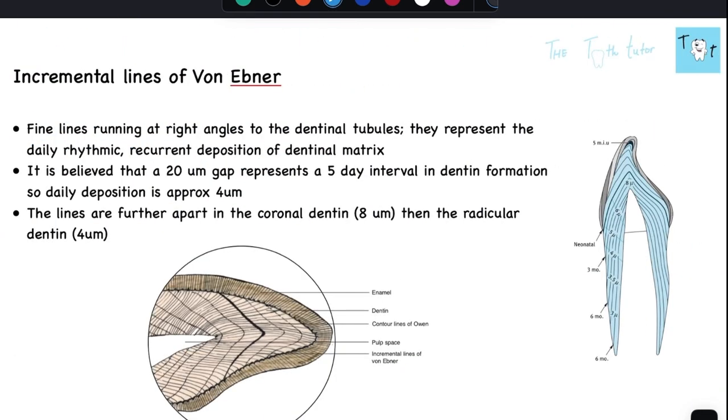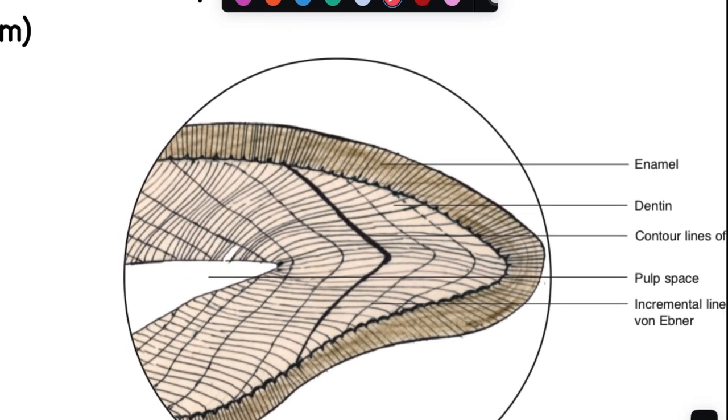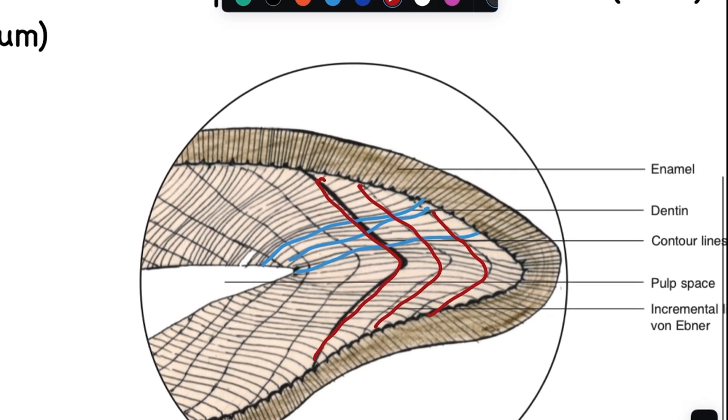Now moving to the next structure, the incremental lines of von Ebner. So what are these lines? If you look at a ground section, your dentinal tubules will have these lines. These are your dentinal tubules, and these horizontal lines you see, I'll use a different color, these horizontal lines along the dentin are the incremental lines of von Ebner.